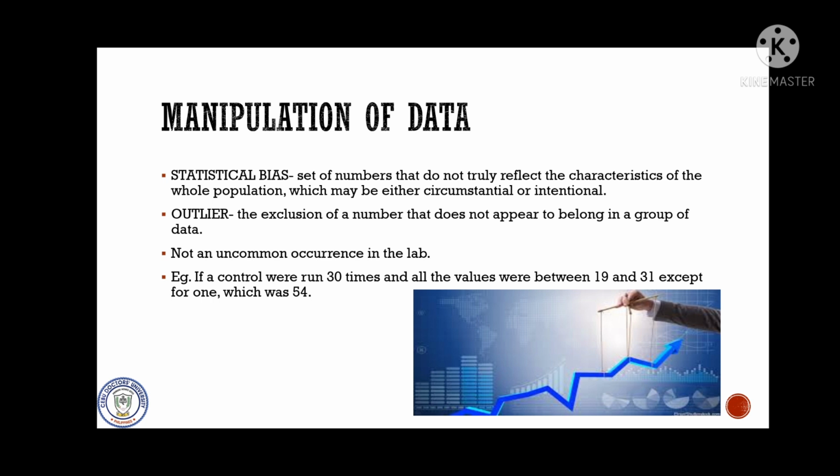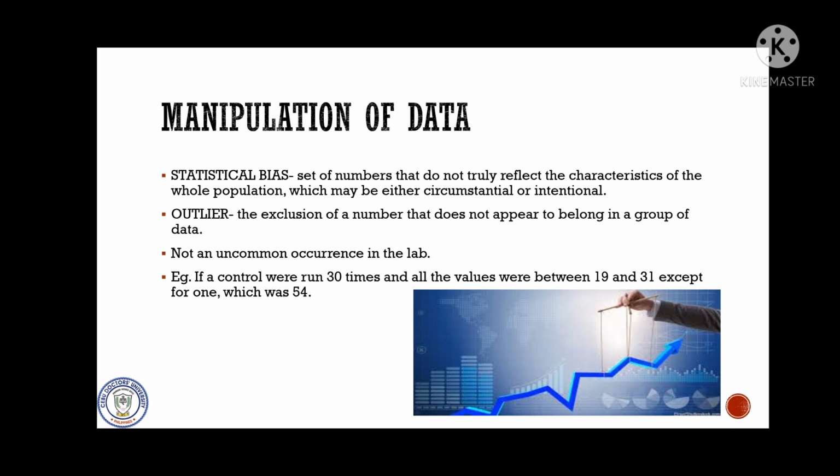Having a set of numbers that do not truly reflect the characteristics of the whole population is referred to as a statistical bias, which may be either circumstantial or intentional. The exclusion of a number that does not appear to belong in a group of data is called an outlier. It's an example of the purposeful manipulation of data. This means that manipulation of data is not an uncommon occurrence also in the laboratory.